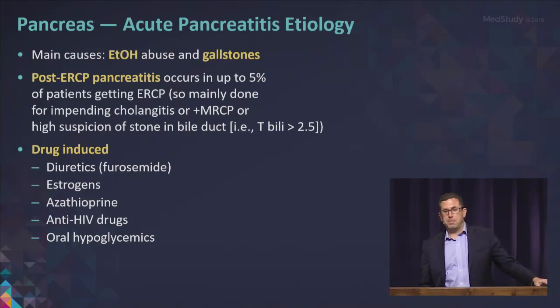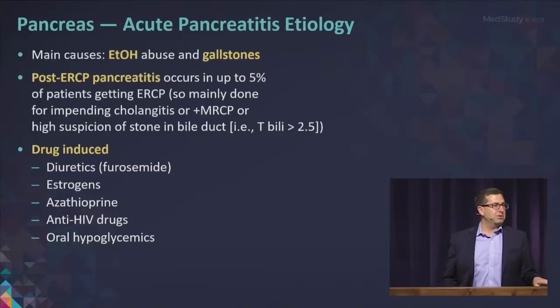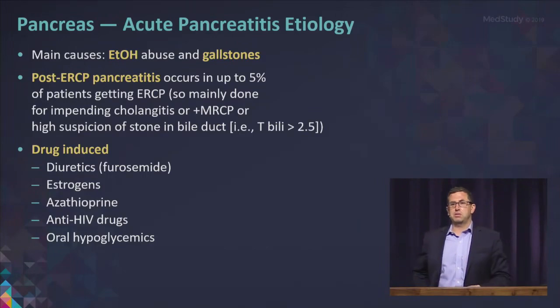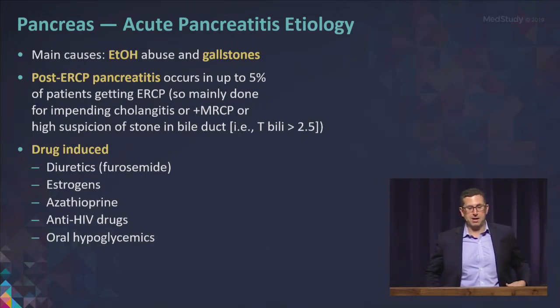So acute pancreatitis, etiology: the two main ones that everyone needs to know are alcohol and gallstones. There's also post-ERCP pancreatitis, which occurs in up to 5% of patients undergoing an ERCP, which is why we don't do ERCPs as frequently now. So now we have endoscopic ultrasound and MRCP, which let us see the anatomy really well, so we don't really need to do ERCP for diagnostic purposes. We really just do it for therapeutic purposes now.